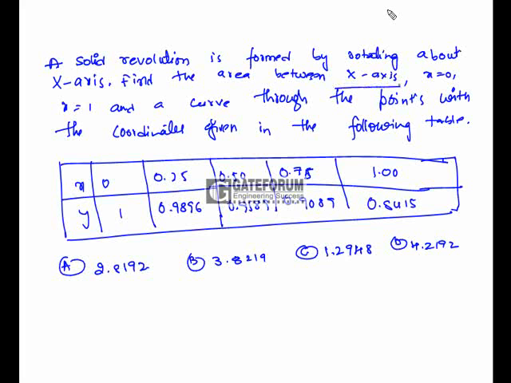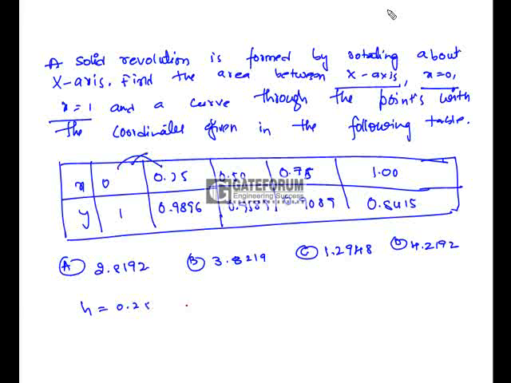Between x-axis, x is equal to 0, which is y-axis, and x is equal to 1, and a curve through points whose coordinates are given, tabulated. Now we have to find the area. So here, let us calculate the area by Simpson's rule, which will be the easiest method. Here, clearly we can see that h is nothing but 0.25. So there is a jump of 0.25.